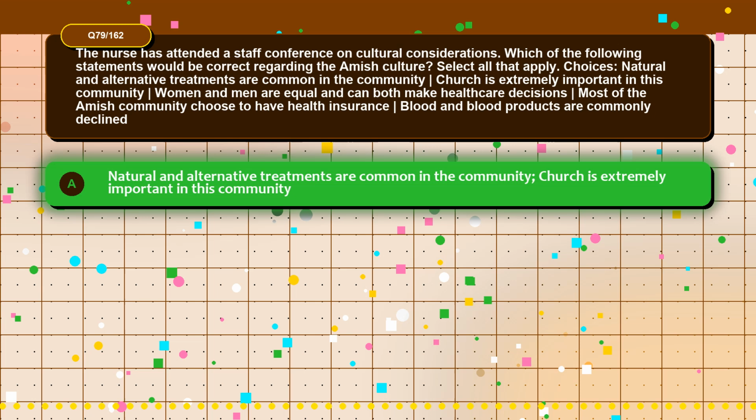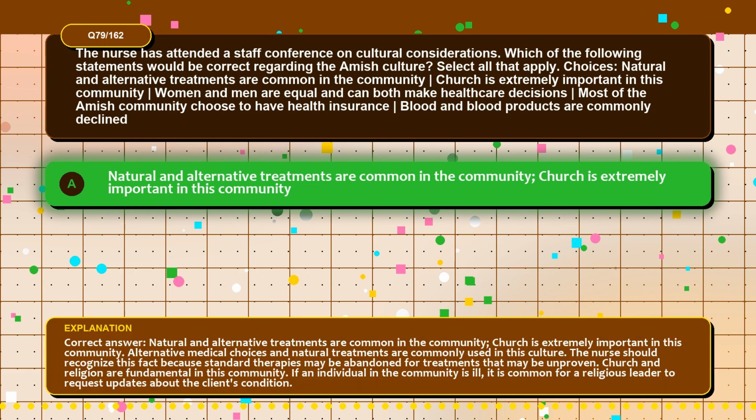The correct answer is option A. Natural and alternative treatments are common in the community. Church is extremely important in this community.